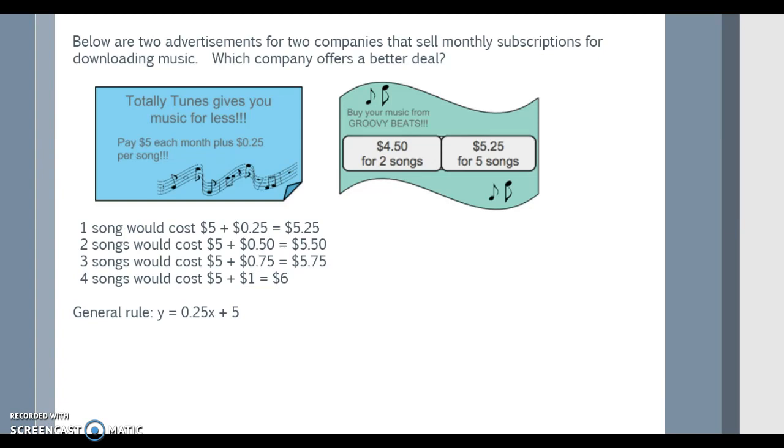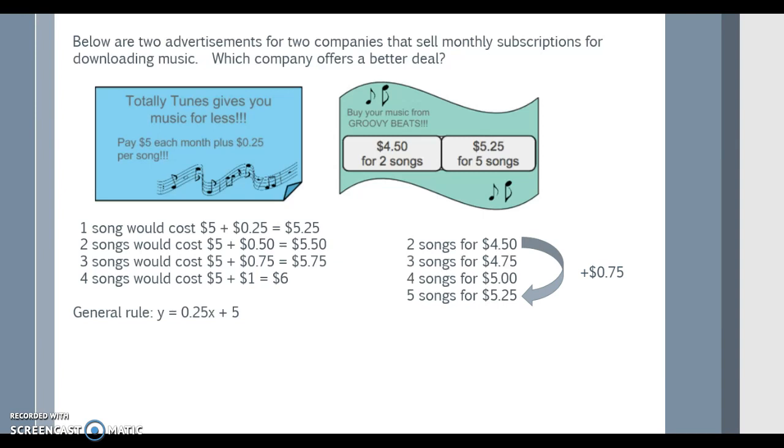Now, when I look over at the Groovy Beats, I see that I have 2 songs for $4.50 and 5 songs for $5.25. This is an increase of 75 cents. So the difference between $4.50 to $4.75, $4.75 to $5, and $5 to $5.25, incrementing between 2, 3, 4, and 5 songs, would have to mean that there would be 25 cents in between each song.